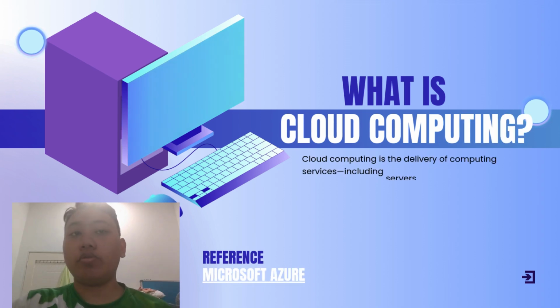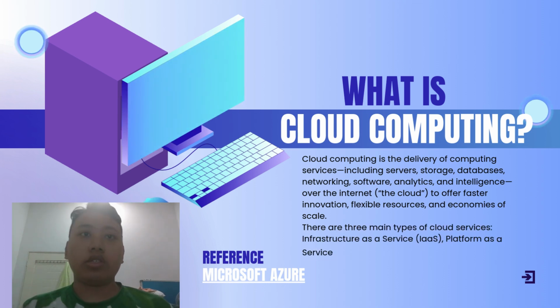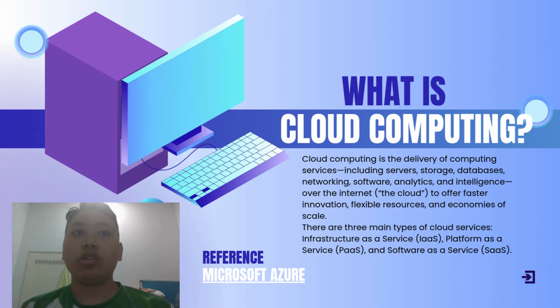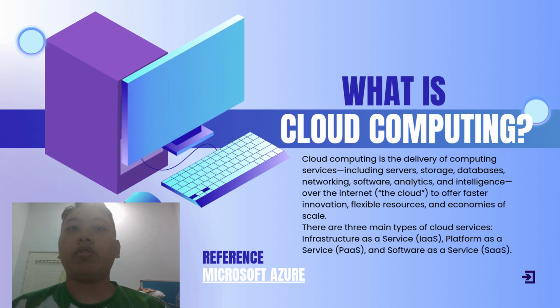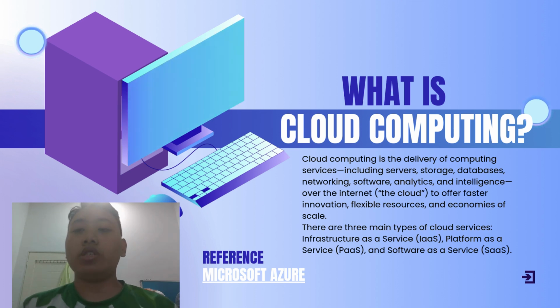Okay, first, what is cloud computing? Cloud computing is the delivery of computing services including servers, storage, databases, networking, software, analytics and intelligence over the internet, which is over the cloud, to offer faster innovation, flexible resources, and economies of scale. There are three main types of cloud service: infrastructure as a service (IaaS), platform as a service (PaaS), and software as a service (SaaS). But today in this presentation we will only focus on infrastructure as a service, which is IaaS.